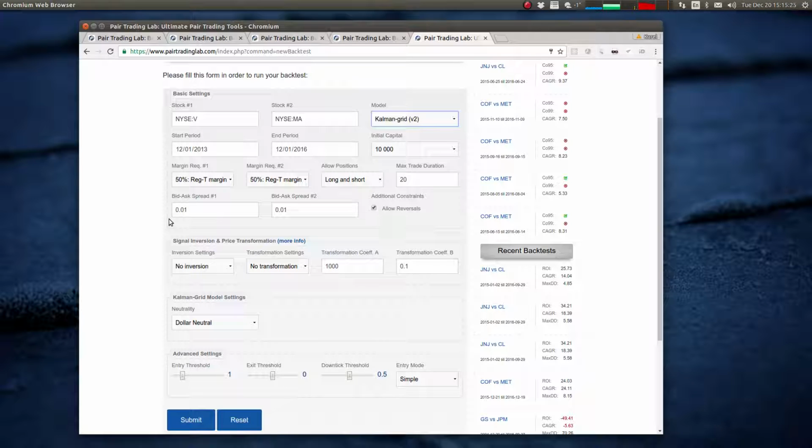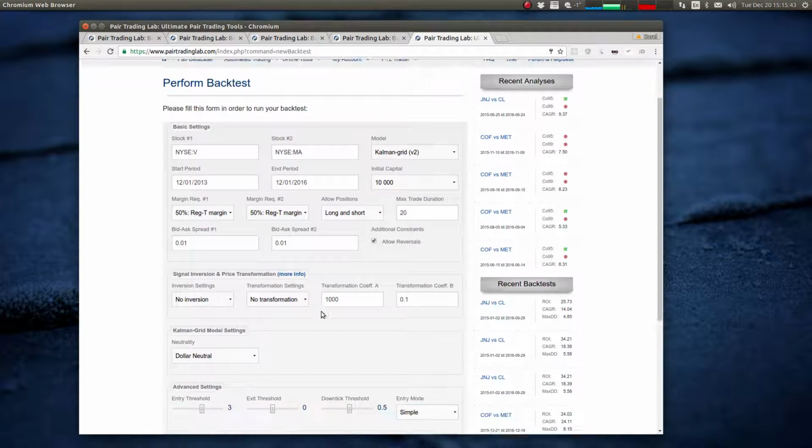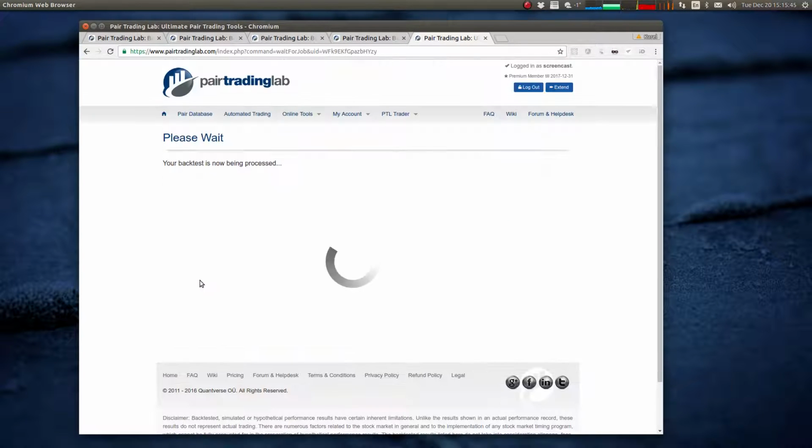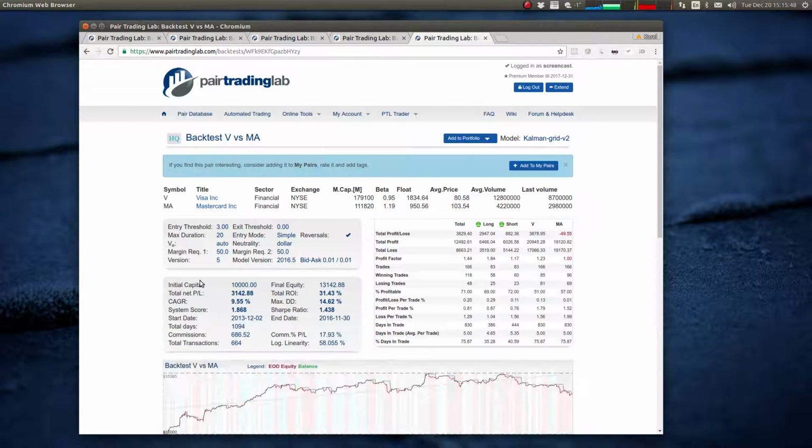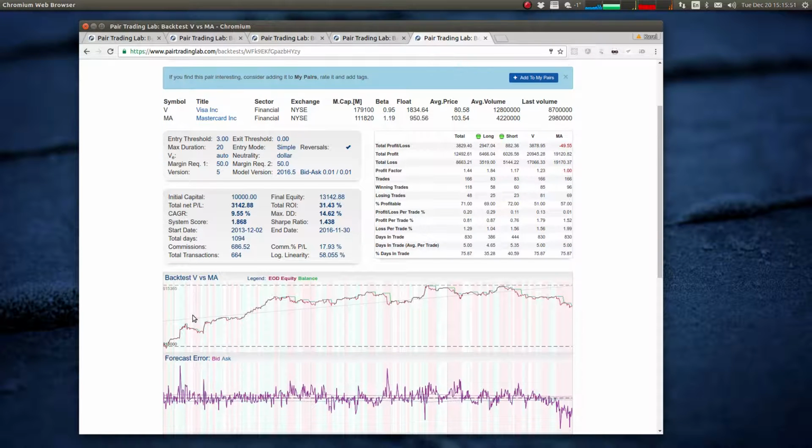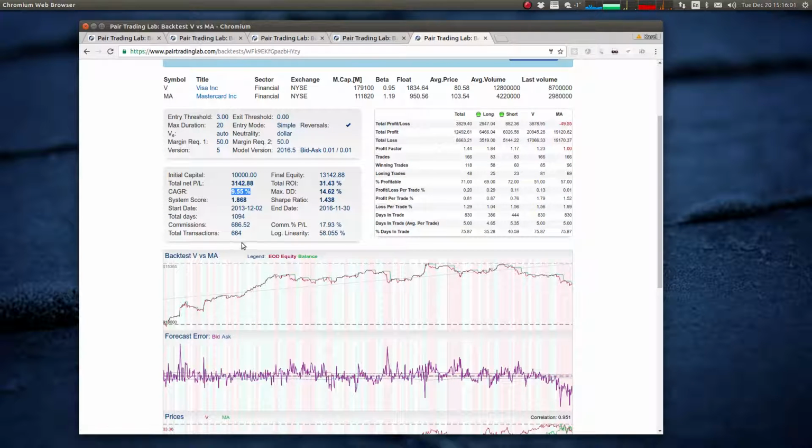Basically, with entry threshold, you just specify, or you can affect, how many trades this strategy will do. Good range is between 2 and 4. So for instance, let's take entry threshold of 3, and let's test it. So you can see the performance is also much better than ratio or residual model, at least for Visa Mastercard pair.